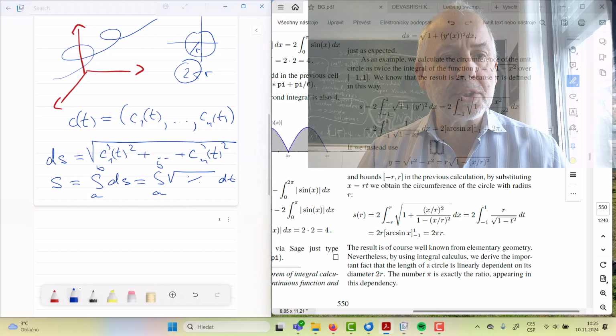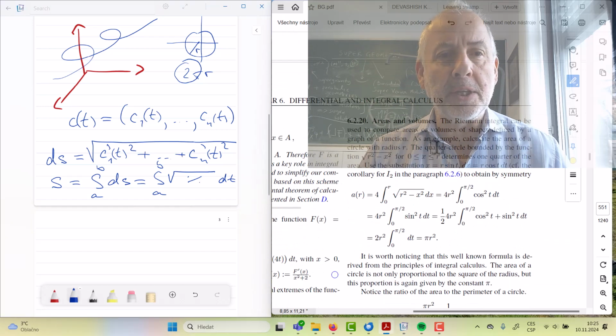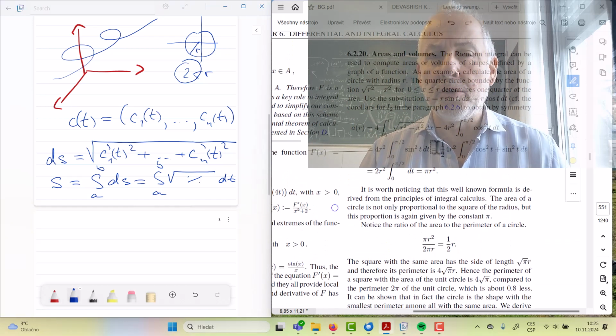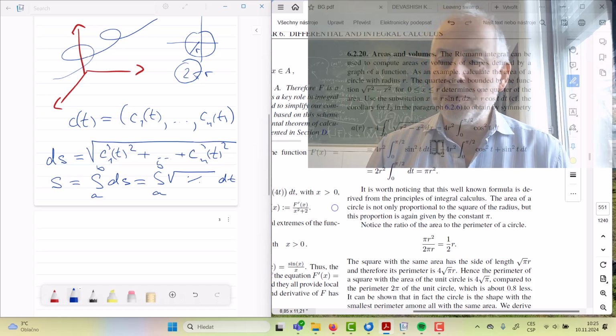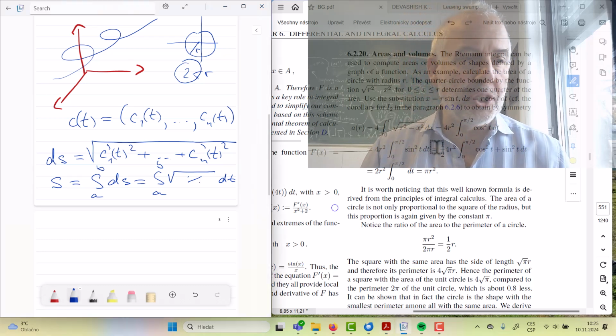Right, so that's about the lengths. And what now about the areas and volumes? So this is more tricky. Here we are a little bit cheating, right?